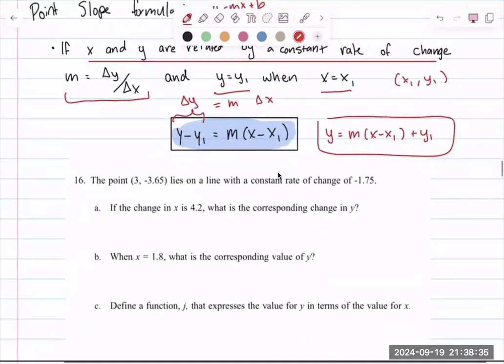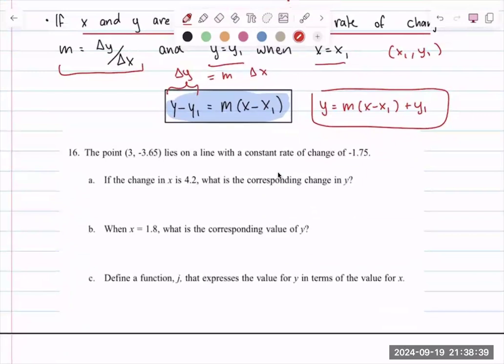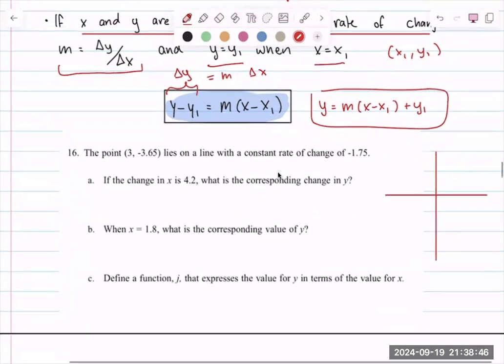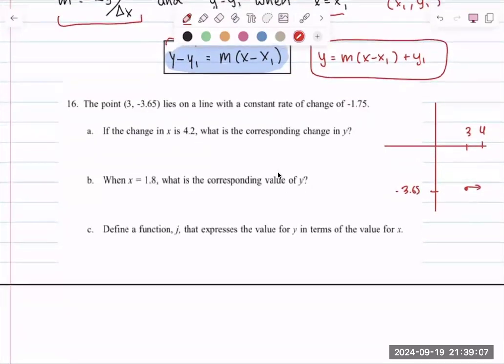So let's do a concrete example. Let's say this point (3, -3.65) lies on a line with constant rate of change negative 1.75. I think it's helpful to draw this out. Negative 3.65 is here, 3 is here, and we have this point. And it has a constant rate of change of negative 1.75. So when x changes by a certain amount, let's say x changes by 1, so from 3 to 4, then our y will change by negative 1.75.